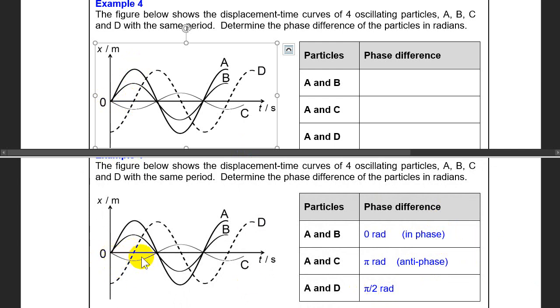Okay, pi over 2. So compare this A and this D. They are separated by 1/4 of a cycle of A, pi over 2. So that's the answer for example 4.